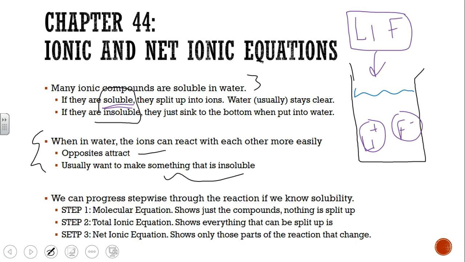To make this easier, we're going to progress through a reaction in 3 steps. We're going to do a molecular equation, a total ionic equation, and a net ionic equation. The total ionic equation here is what the book calls the ionic equation, and then the net ionic is the net ionic. And then the molecular equation is what we start with.